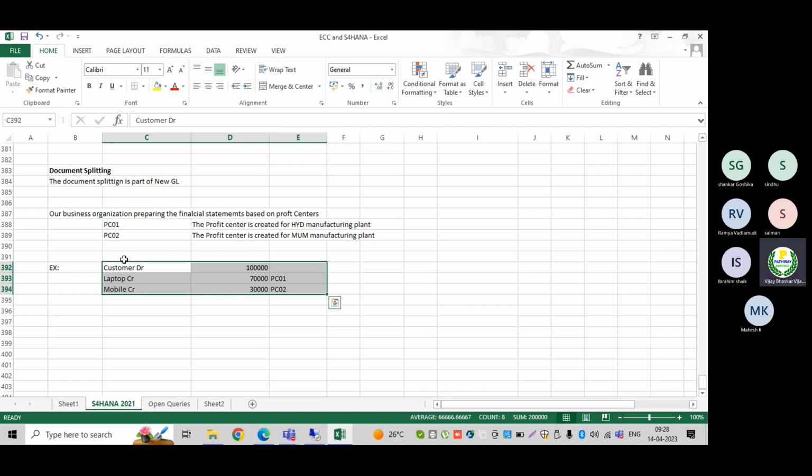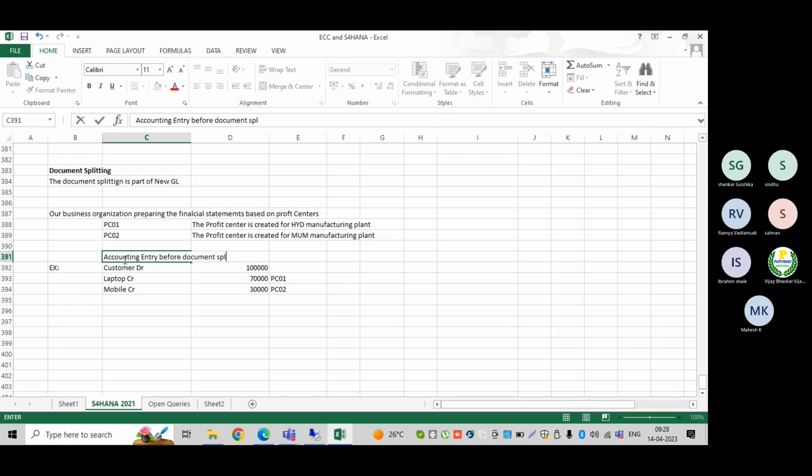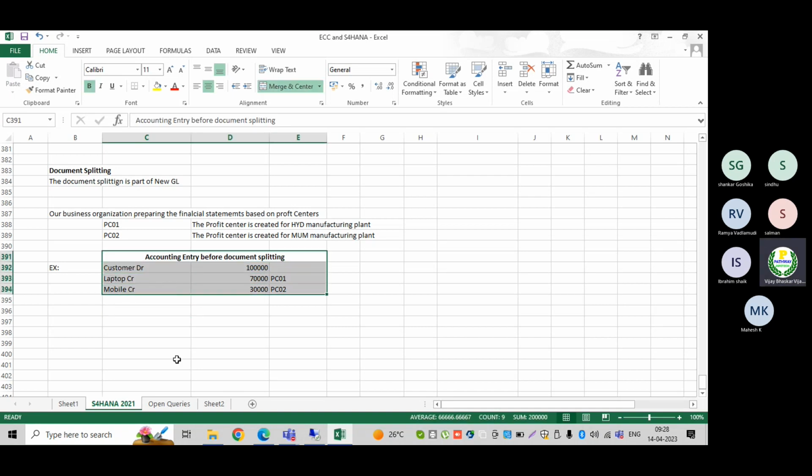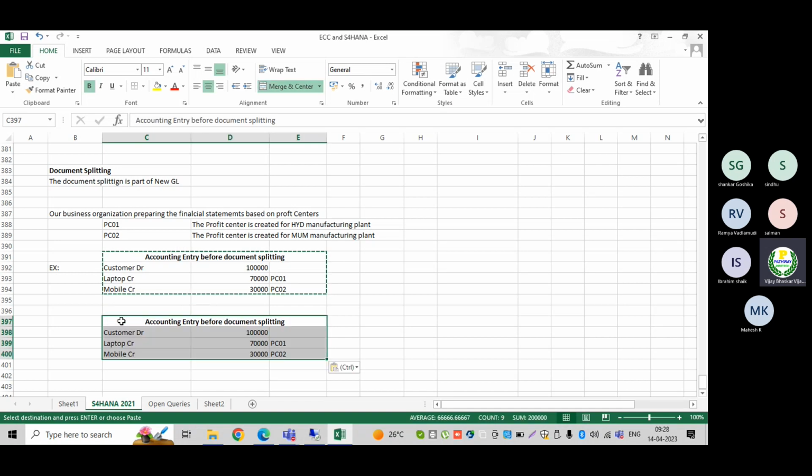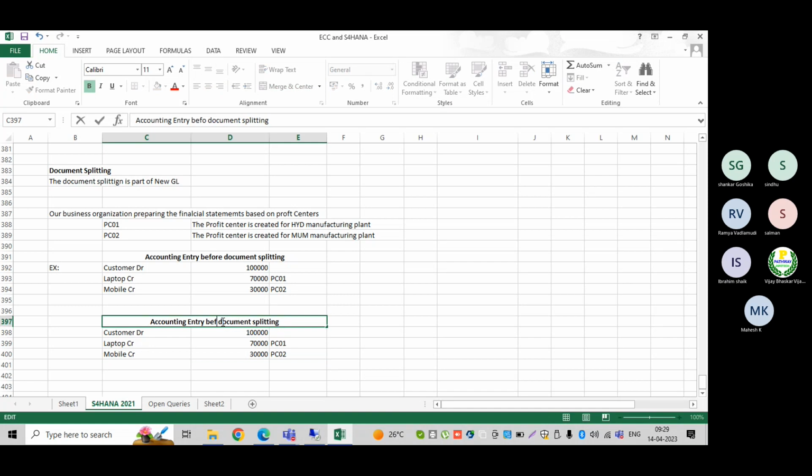This is the accounting entry. I will mention the accounting entry before document splitting. This is the accounting entry. Before document splitting, this is the accounting entry that takes place. Then after document splitting activation, how will the system behave? After document splitting, how will the system take place?